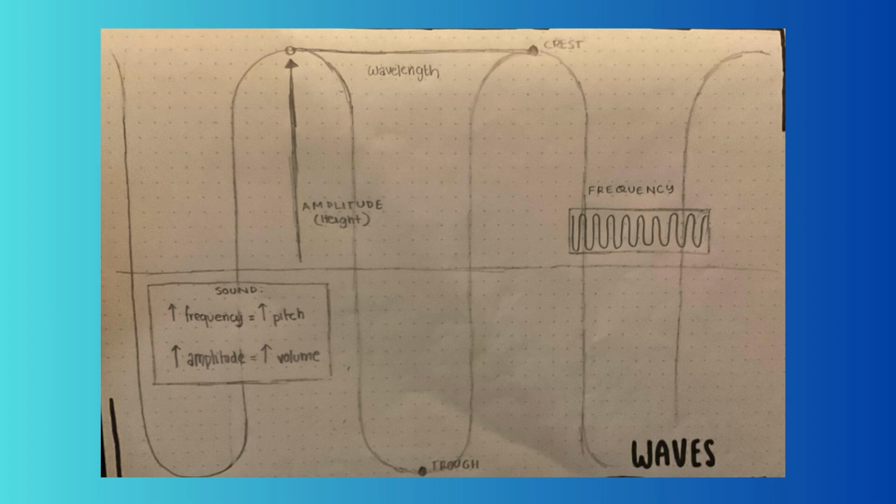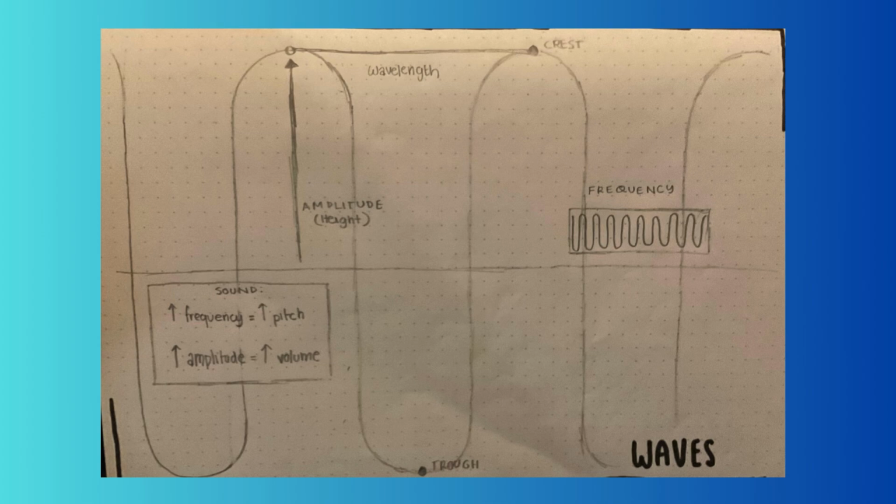So, let's start with amplitude. If you can see right above that sound box is amplitude, which is the height of the wave. The arrow stretches from the center, or like a middle point, to the top. So, that's the amplitude. So, if there's a taller amplitude, there's a higher volume, and if there's a shorter amplitude, there's a lower volume.